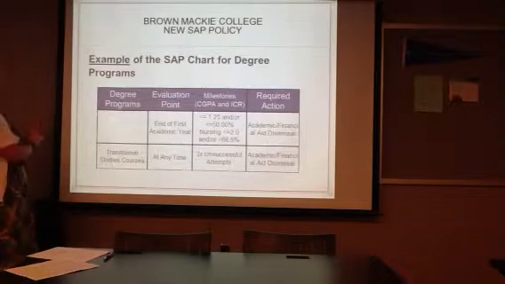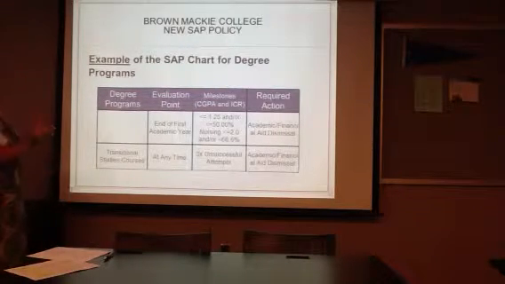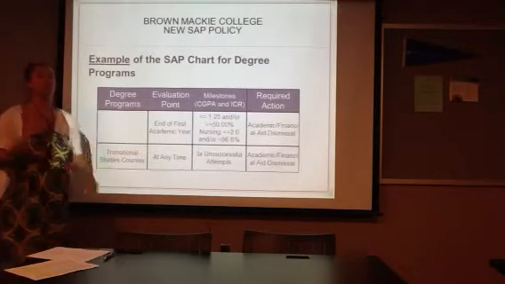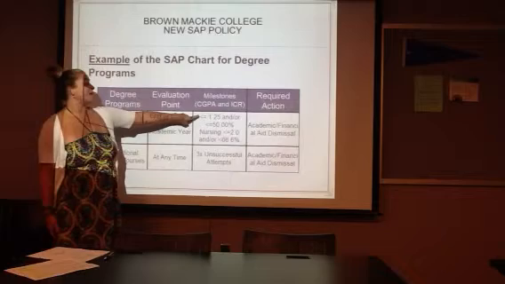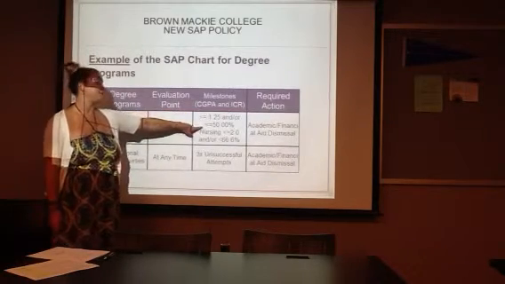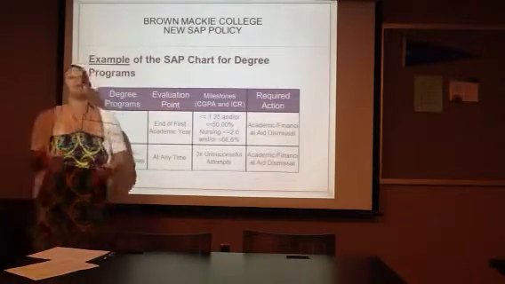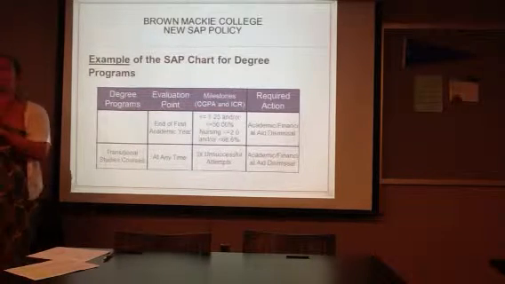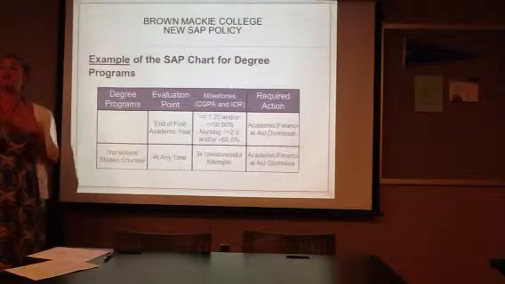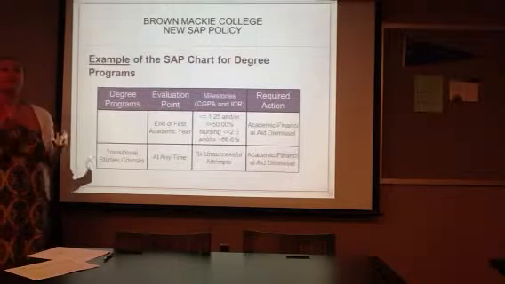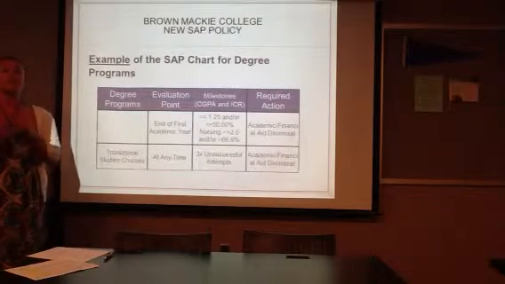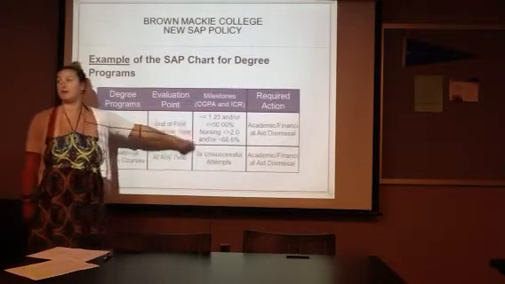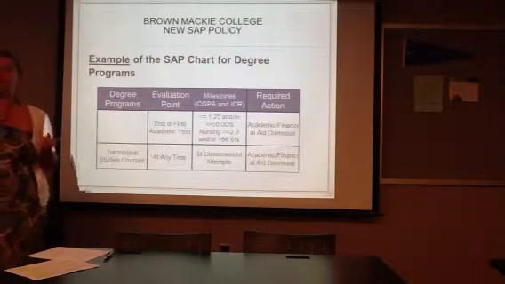For degree programs, which is your associate's degree or bachelor's degree, at the end of the first academic year, which is 9 months, you have to be at a 1.25 GPA and 50% ICR. The only group of students that this is different for are nursing students. It used to be different for our OTA students and our Surg Tech students. Now the only people that this is different for is nursing. That's a change in the SAP policy.